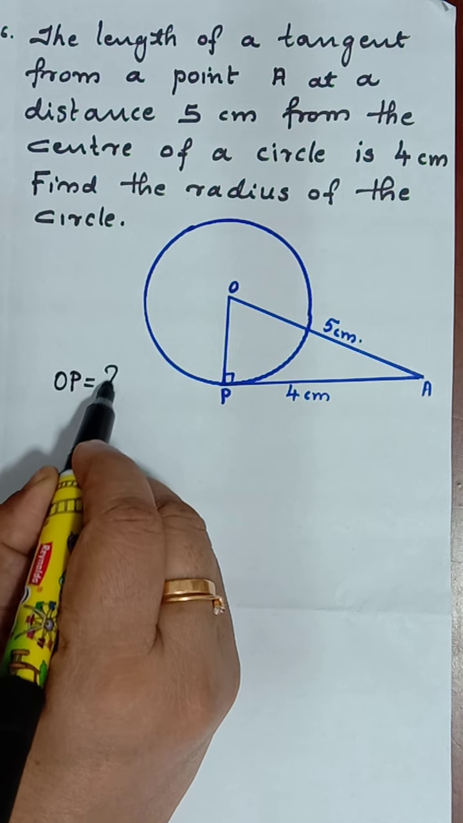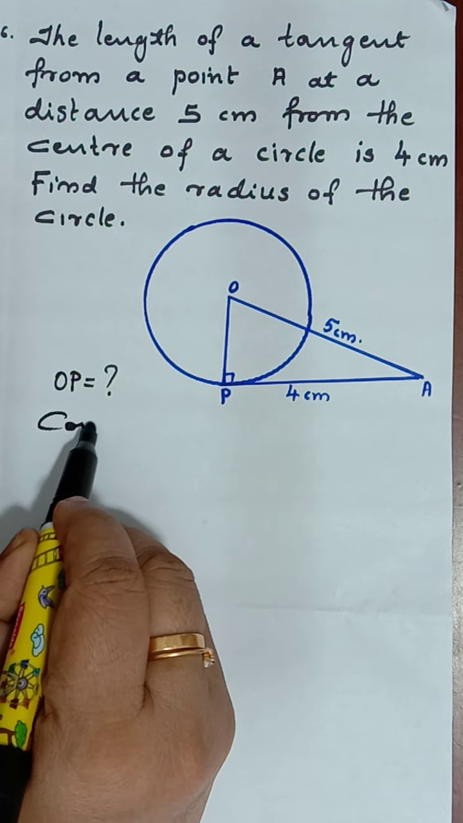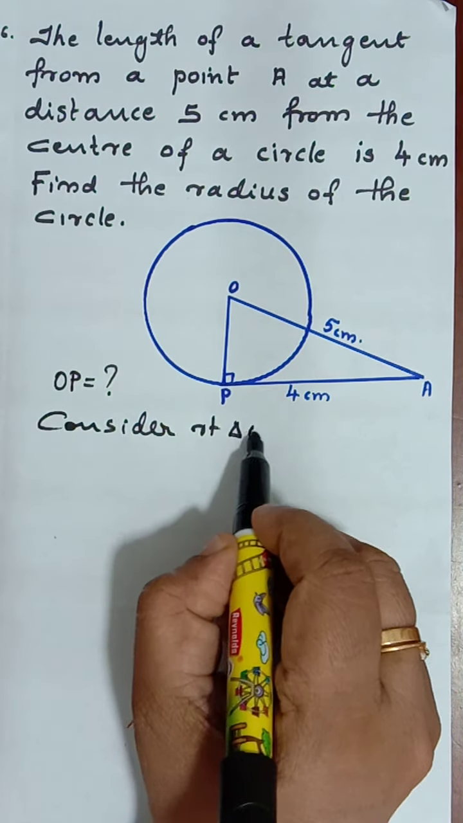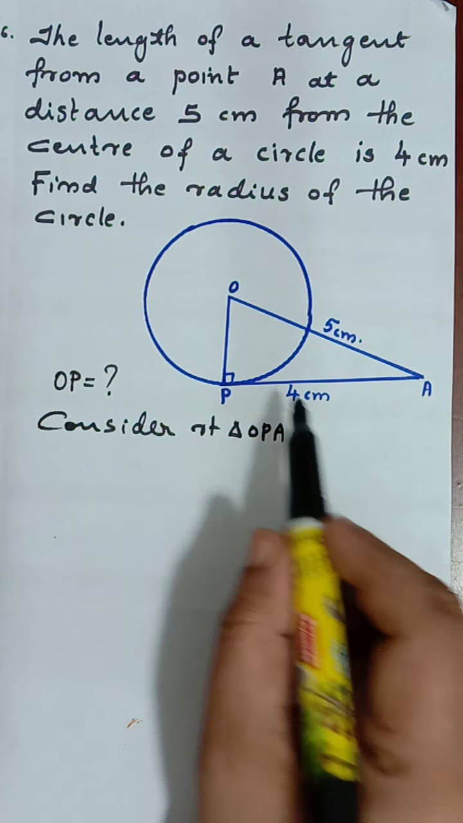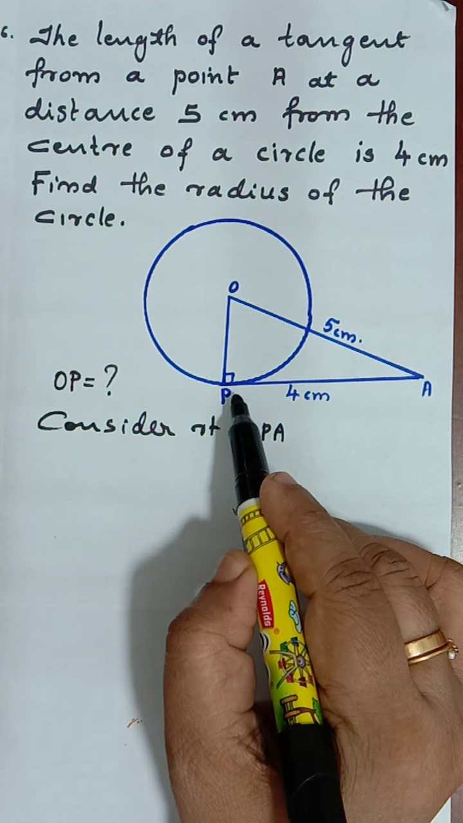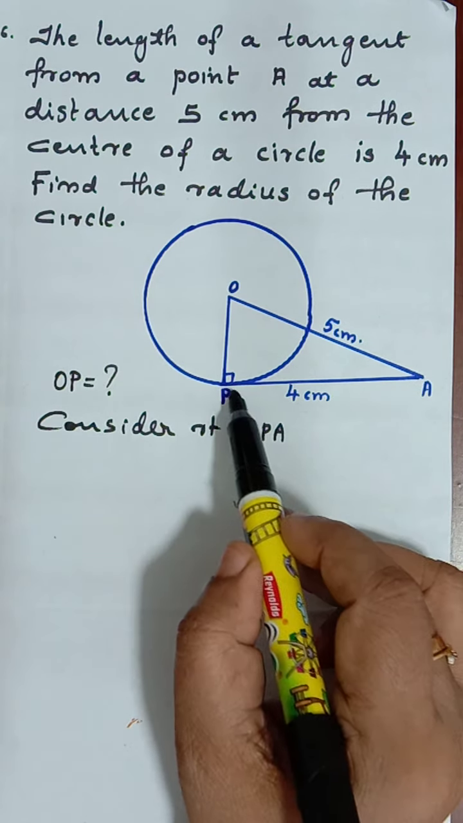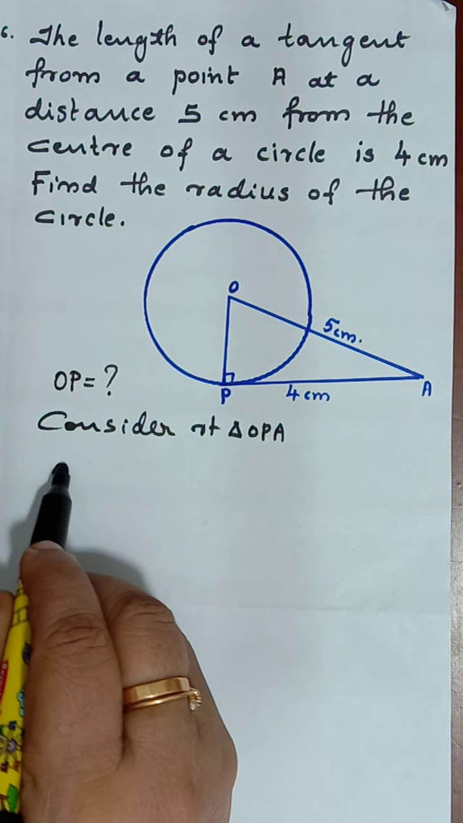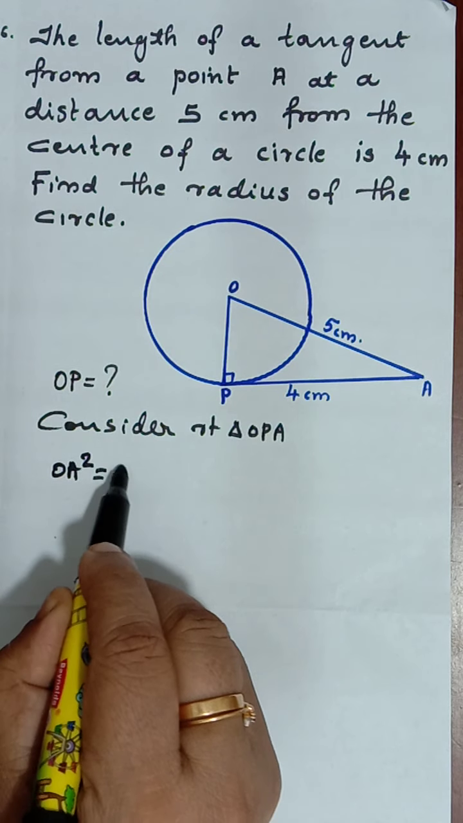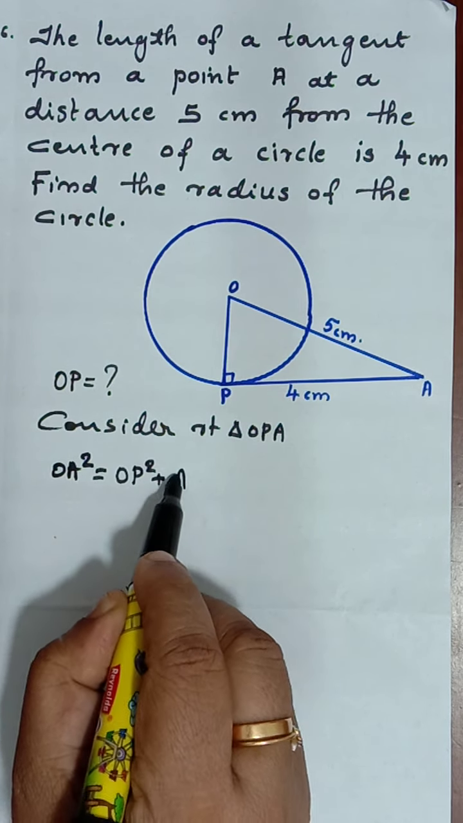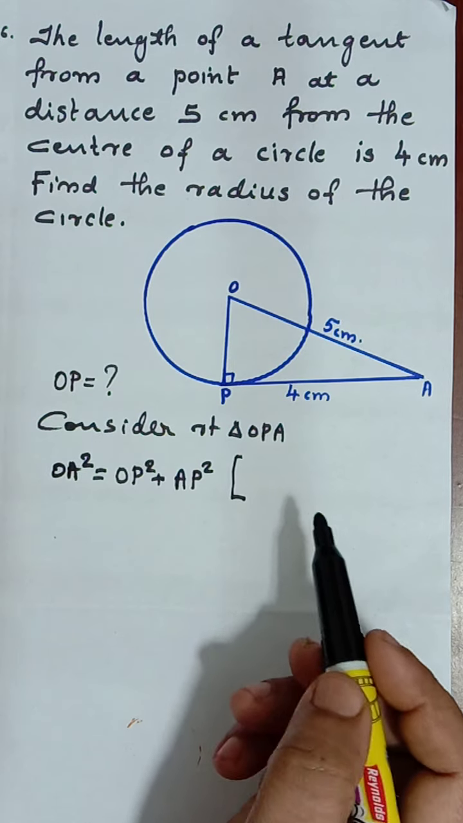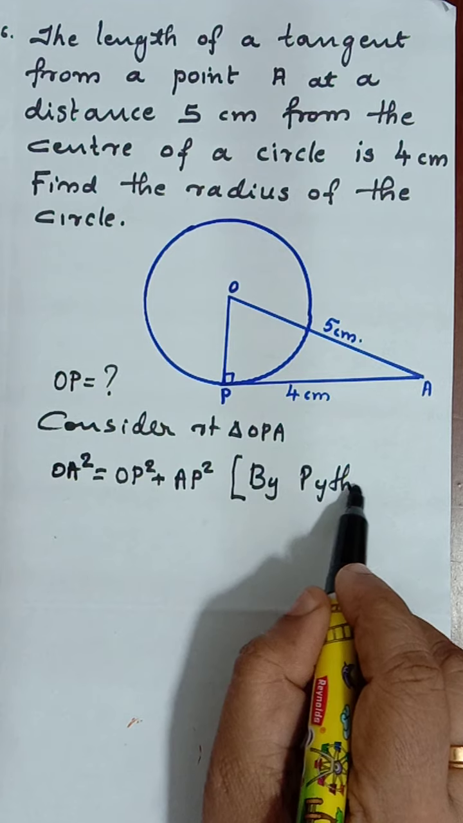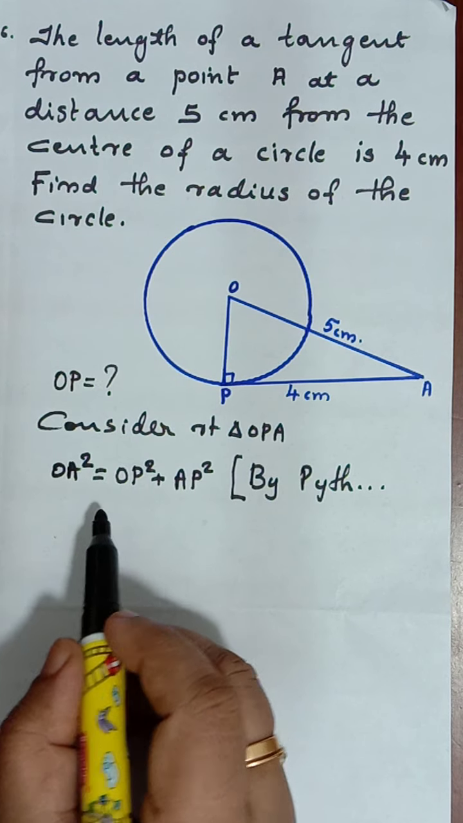It's a simple question. How to find out OP? We have to consider right triangle OPA. This is a right triangle. What is the reason? OP perpendicular to AP. Radius is perpendicular to tangent. Therefore, we can say that OA square is equal to OP square plus AP square. The reason here we have to write by Pythagoras theorem. Okay, so let us substitute the value.